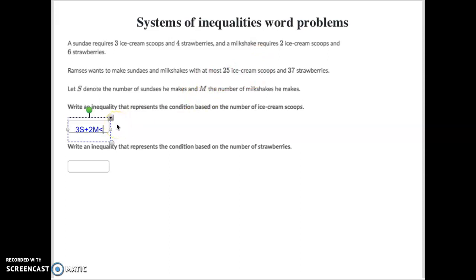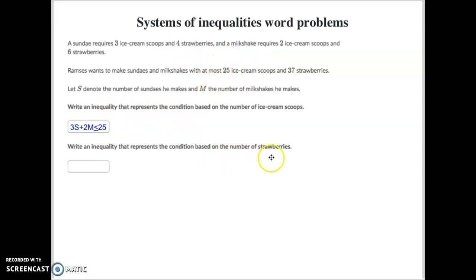But Mr. Anderson, that says less than. I'm going to change that in a moment. It needs to be less than or equal to 25 scoops. So we need to make that a less than or equal to. So I'm going to underline that one. And right there would be our inequality. So 3 scoops of ice cream comes from right here, 3 scoops of ice cream per sundae, plus 2 scoops of ice cream per milkshake, and that has to be less than or equal to the 25 scoops we have available to us. Hopefully that makes sense for the first one.